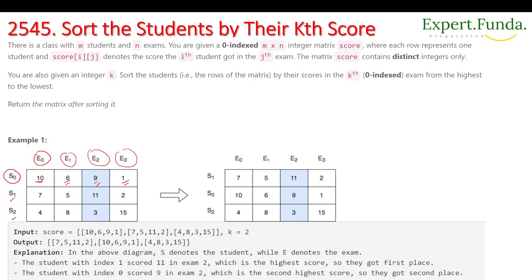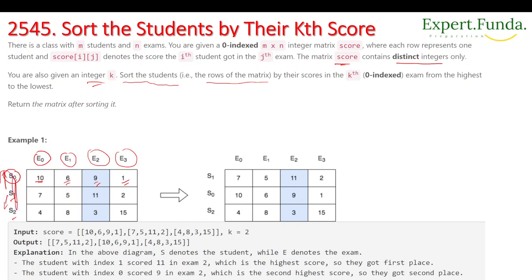Now it is saying that the matrix, the score matrix, contains distinct integers. As you can see, the scores are distinct, they are not the same. We have also been given an integer k. So what we have to do is sort the rows of the matrix.